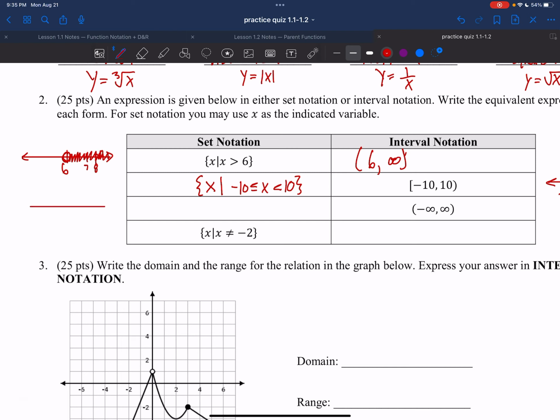Next one, you see it is the entire number line. If you see negative infinity to positive infinity, right? There's negative infinity. That's on and on and on forever. And I keep on going to the right. That's positive infinity. That's all real numbers.